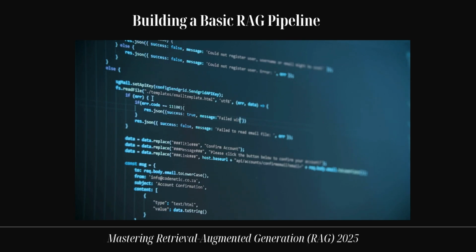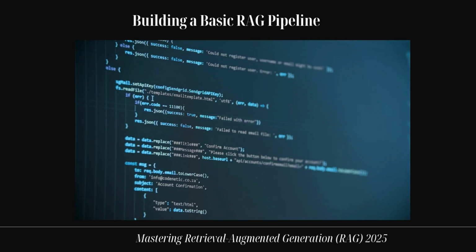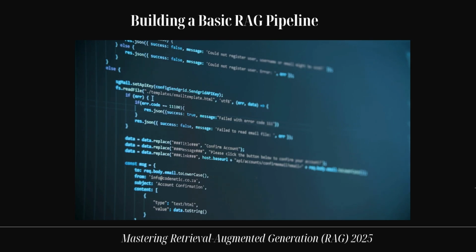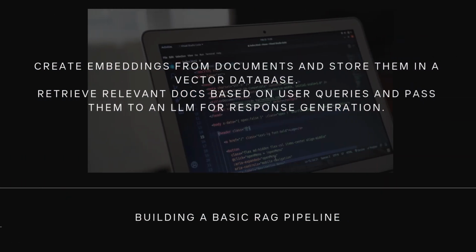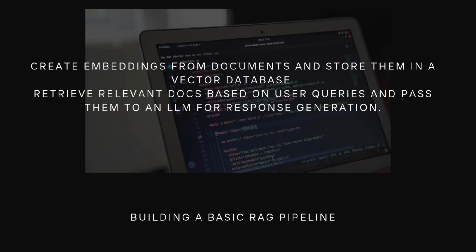Hello, and welcome to this session on building a basic Retrieval-Augmented Generation (RAG) pipeline. In this module, we'll walk through the fundamental steps to create a simple RAG pipeline, combining document retrieval with text generation. By the end of this session, you'll understand how to set up the pipeline, connect retrieval and generative models, and test the output. Let's get started.